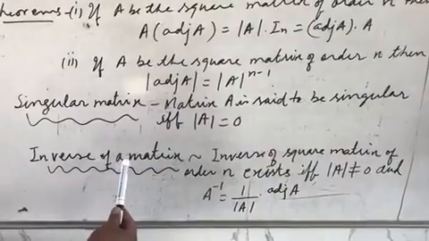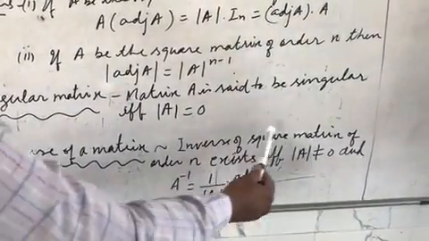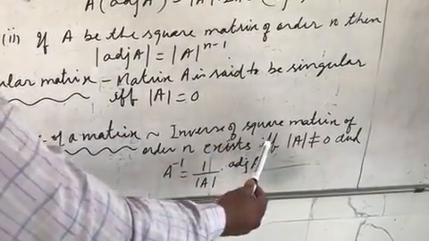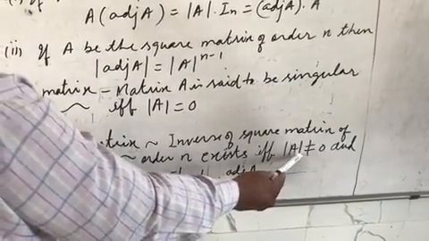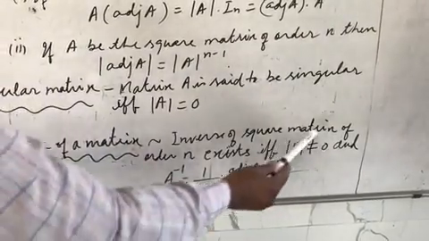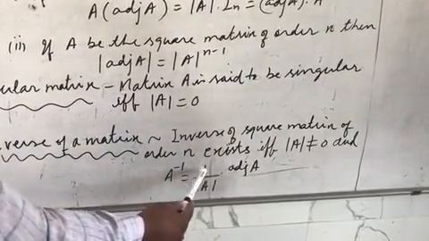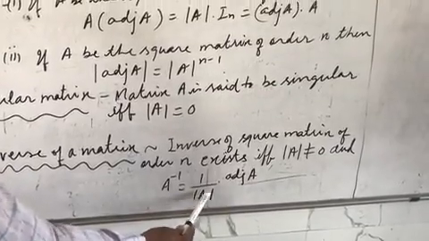Then come to the inverse of a matrix. The inverse of a square matrix of order n exists if and only if it is non-singular, that is, the value of the determinant should not be equal to 0. And this is defined as A inverse is equal to adjoint of A divided by determinant of A.